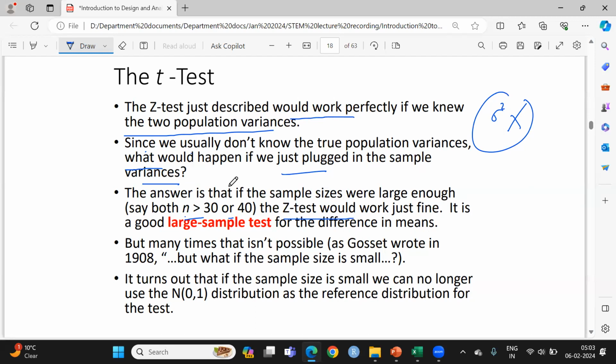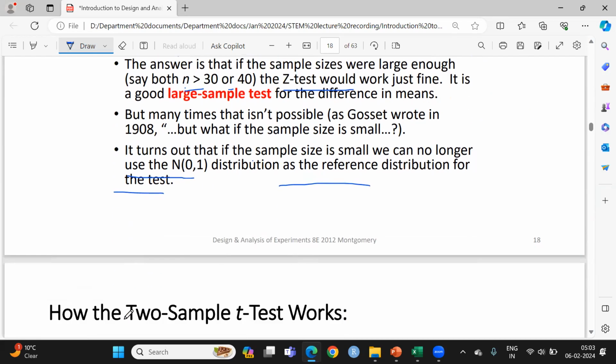Okay, because we are making the assumption that our sample variance is equivalent to the population variance, right? But many times that is not possible. So when we have a very small sample size but our data sets still satisfy the assumption of normality, then it is better to go with another test called the t-test. It turns out that if the sample size is small, we can no longer use the normal distribution, that is the z-test, as the reference distribution for the test. We go with the t-test.